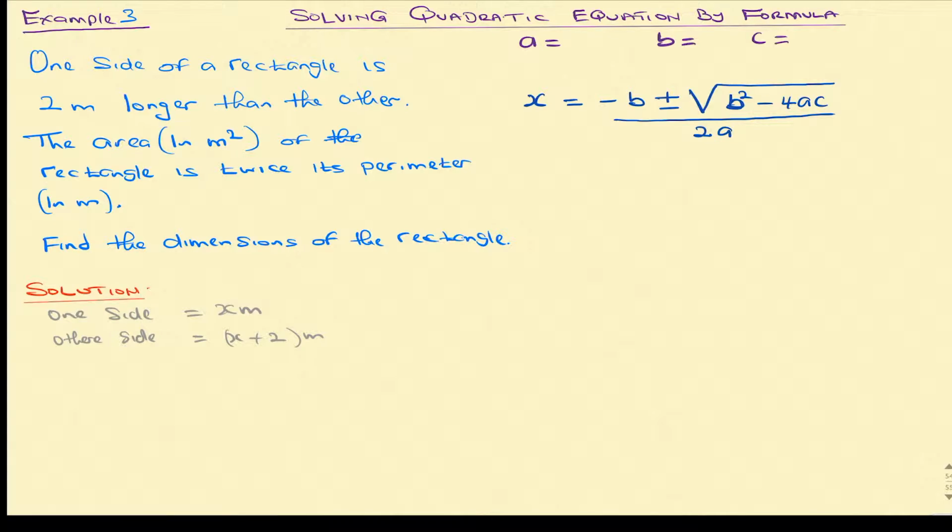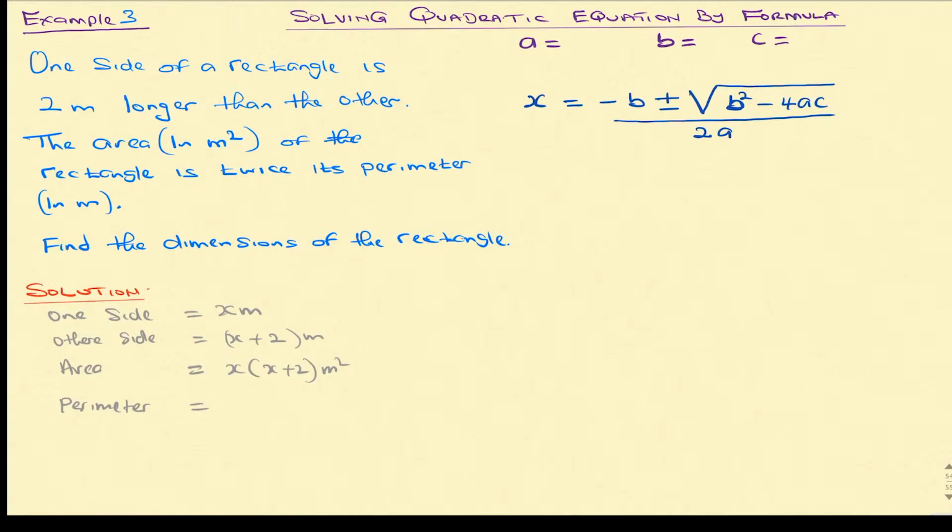Now, the area equals x times x plus 2 meters squared. The perimeter equals, well, we're adding up all four sides: x plus x plus x plus 2 plus x plus 2, and that gives 4x plus 4.